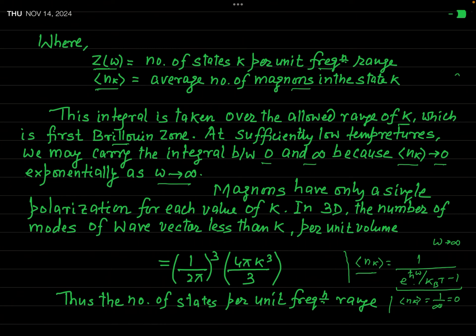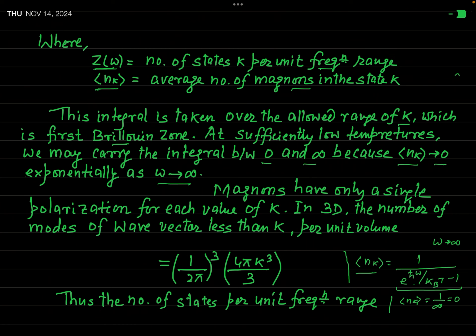Now for finding the value of this z of omega, you have to think about the idea of lattice vibration. Actually, this magnon is just equivalent to phonon, as in case of lattice vibration, the phonon oscillates. In this case of a spin wave, there is an oscillation of magnons. Okay, so it is just analogous to the lattice vibration of phonons.